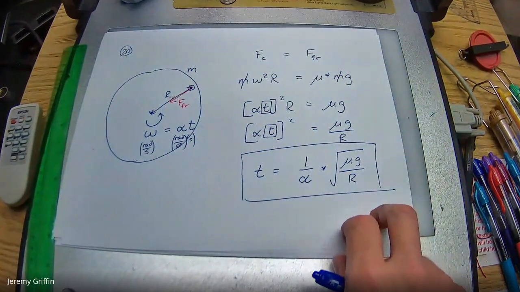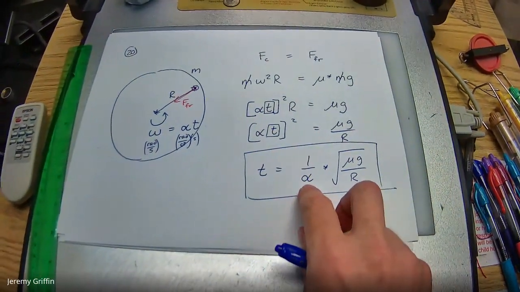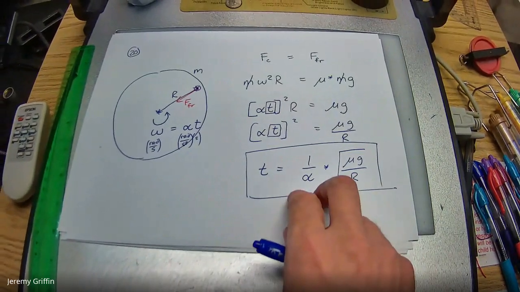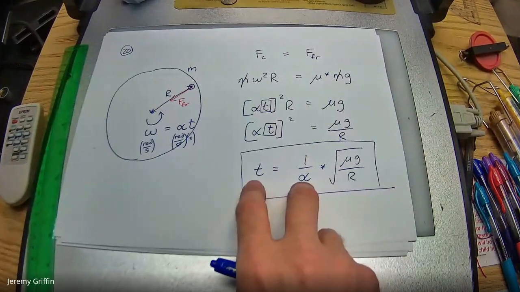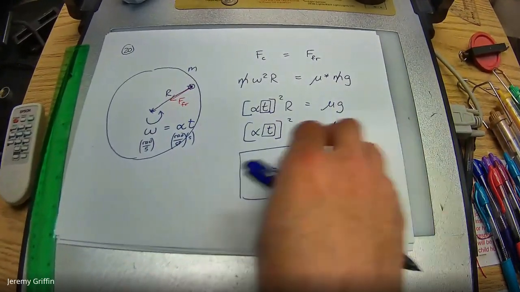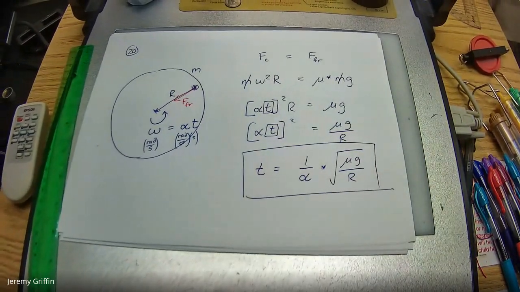And then finally, what if you increased alpha? That's to say that the rate that you speed up spinning is increased. Would it take more or less time to slip off? Also less time, wouldn't it? Doesn't this formula kind of check out? Makes physical sense.